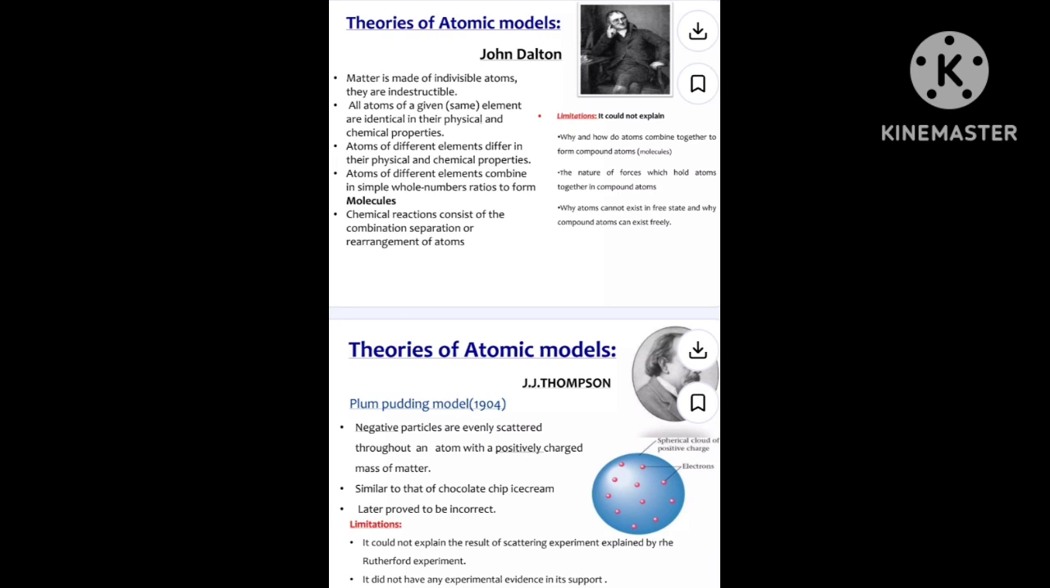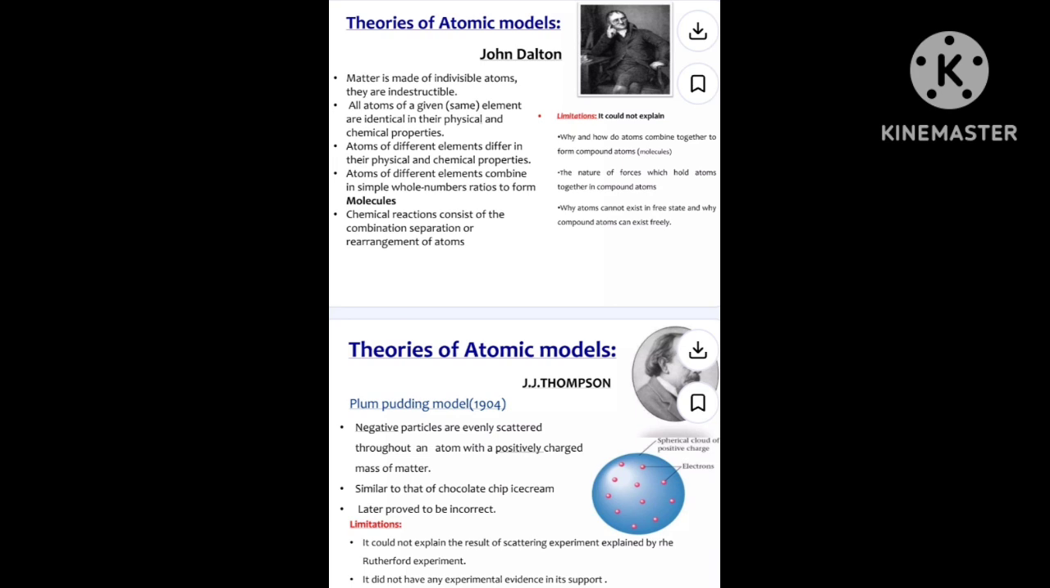Next, third point: atoms of the same element are similar in all respects. Meaning, if you take the example of hydrogen and compare it with another hydrogen, being the same element, they are similar in all physical properties, chemical properties and nuclear properties. Atoms of different elements are different in all respects.